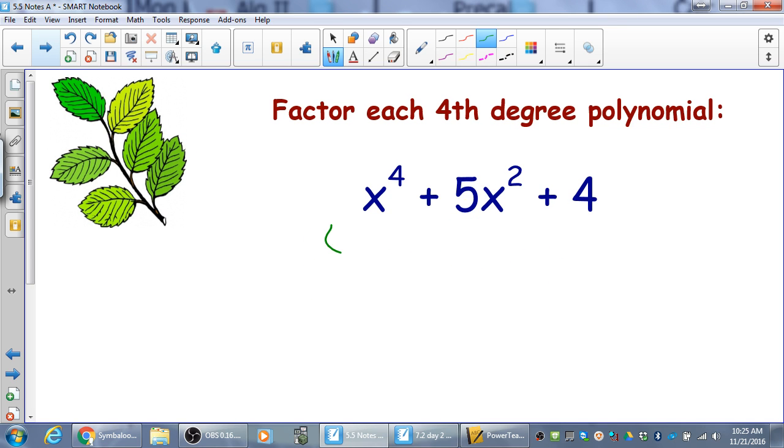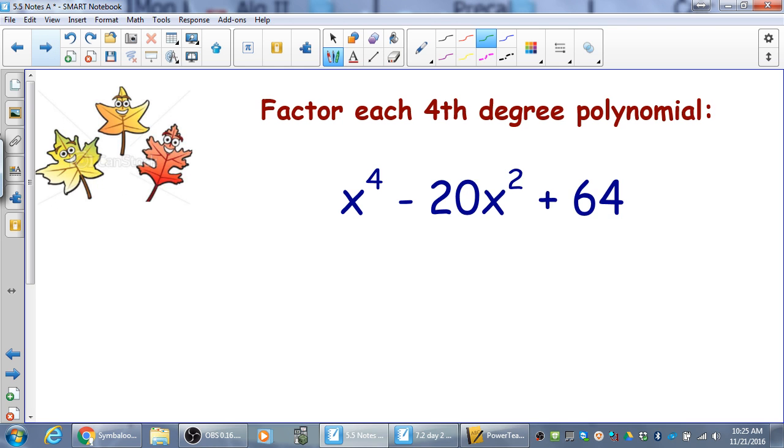Factors of 4 that add to 5: x squared plus 4, x squared plus 1. Neither one can be factored. Now remember, it's the difference of two squares that can be factored, not the sum of two squares. You can't do that. There's no pattern that gives you the sum. There's a pattern that gives you the minus. That one is completely factored. There's nothing else you can do. All right. Minus 20.